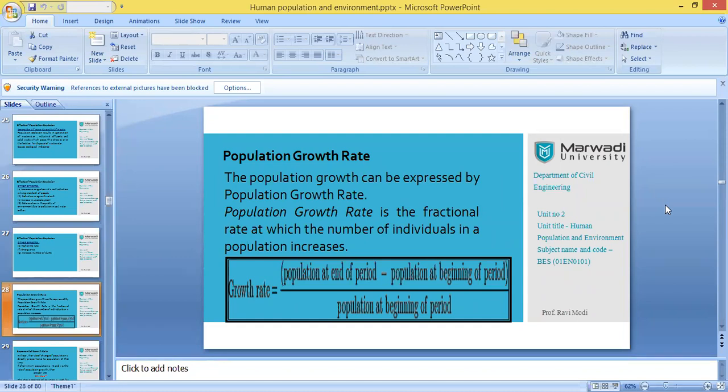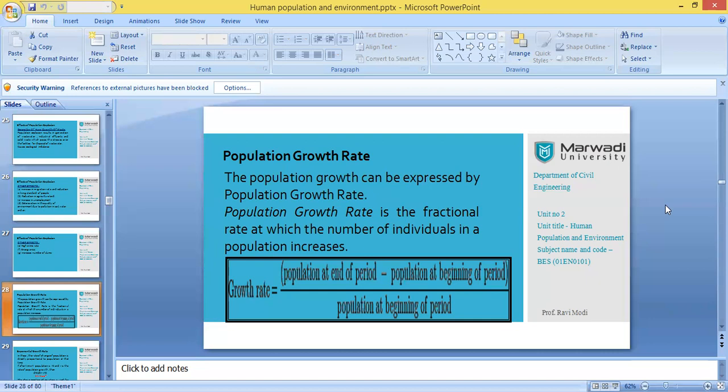Today we are going to start off with the population growth rate. First of all we will define the term, then we'll see the two types of growth rate, logistic and exponential. We'll study them in detail, and then we shall cover the numericals. There are some numericals in this module, so we shall cover those also. In the next session we are going to start off with the population growth theories.